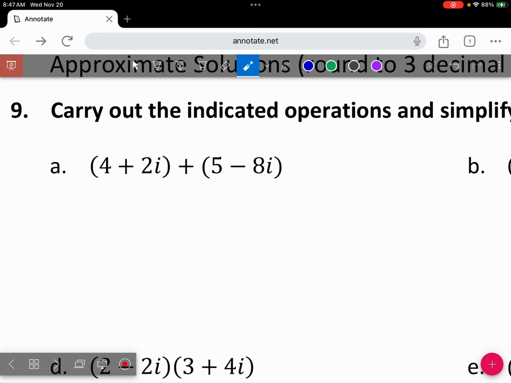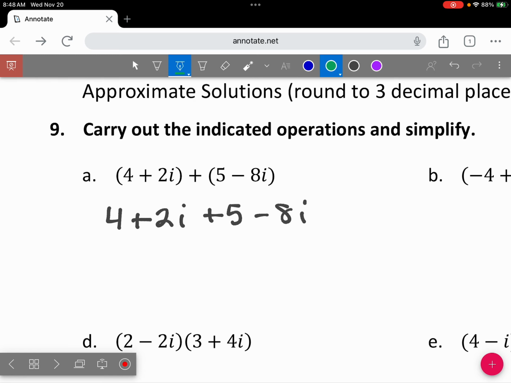Are my parentheses actually doing any work? No, they are in the way. I am removing them. We have 4 plus 2i plus 5 minus 8i. We're combining like terms here. That's all it is. Wait, so do we always take the parentheses off? You don't have to, but when we're just adding these together, the parentheses aren't actually helping me. So all we got to do here is combine like terms.